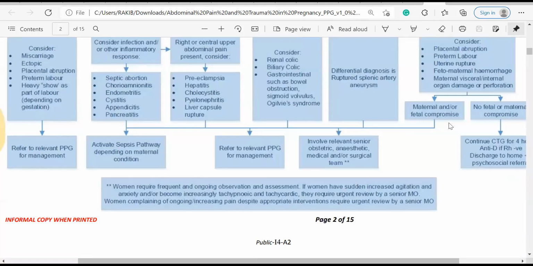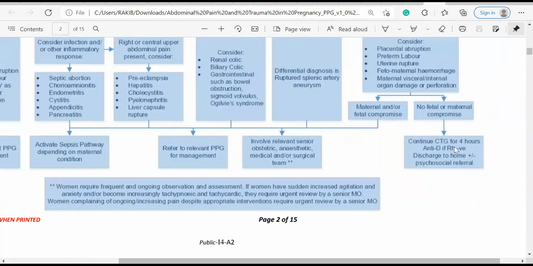CTG and maternal vitals will show if the mother is stable or if the fetus is stable. So if no problem with the mother or fetus, then you would just do a continuous CTG monitoring for 4 hours. If the mother is Rh negative, you give anti-D just to make sure that it doesn't cause any Rh isoimmunization. If everything is normal after 4 hours, you can discharge the patient home also.